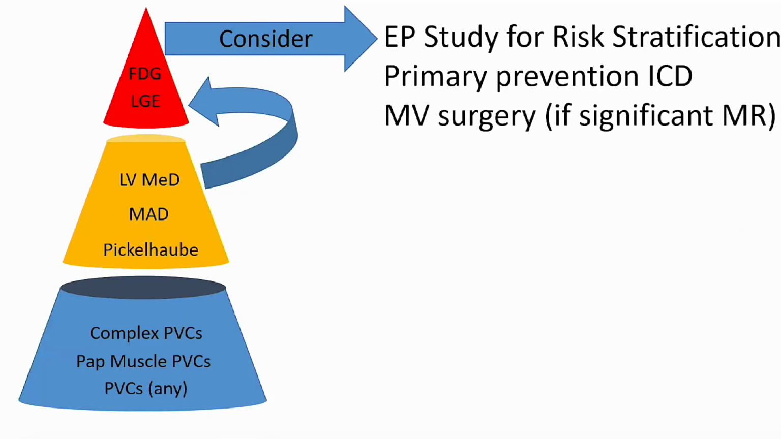So my scheme for risk stratification in MVP is that if a patient has complex PVCs, papillary muscle PVCs, and sometimes any PVCs, you do an in-depth analysis of the transthoracic echo looking for signs of myocardial dysfunction or other markers such as the Pickelhaube sign, mitral annular disjunction, or left ventricular mechanical dispersion. If those are present, consider doing either a regular cardiac MRI with LGE or a hybrid PET MRI looking for LGE and FDG. If those are positive, you can consider an EP study for risk stratification, a primary prevention ICD in especially high-risk patients, such as those with recurrent syncope, or mitral valve surgery if there is significant MR.